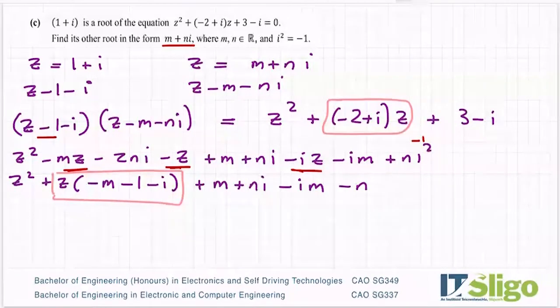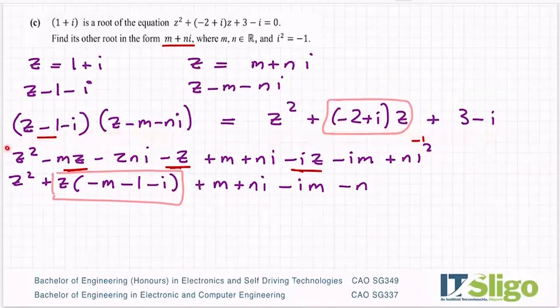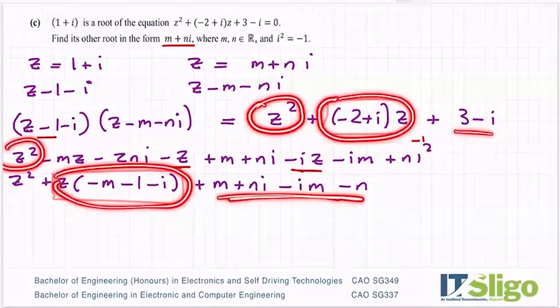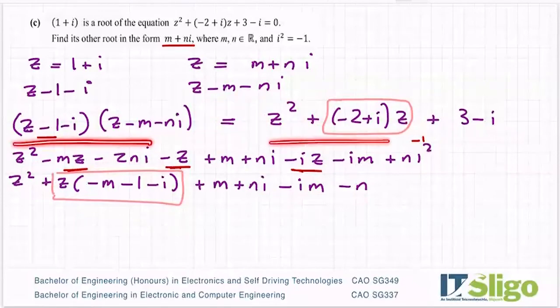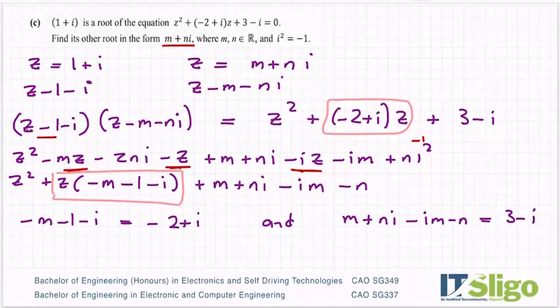Why? Well, when you multiply the factors and you get your quadratic, the only way the left can equal the right is when the z squares equal each other, when the z terms equal each other, and when the numbers on their own equal each other. Because remember, mathematicians often think of this as the balance sign. So the only way the left balances with the right is when the coefficients in front of the letters match each other. Which means that you can write down that minus m minus 1 minus i is actually equal to minus 2 plus i. And you can also write down that m plus ni minus im minus n is equal to 3 minus i.